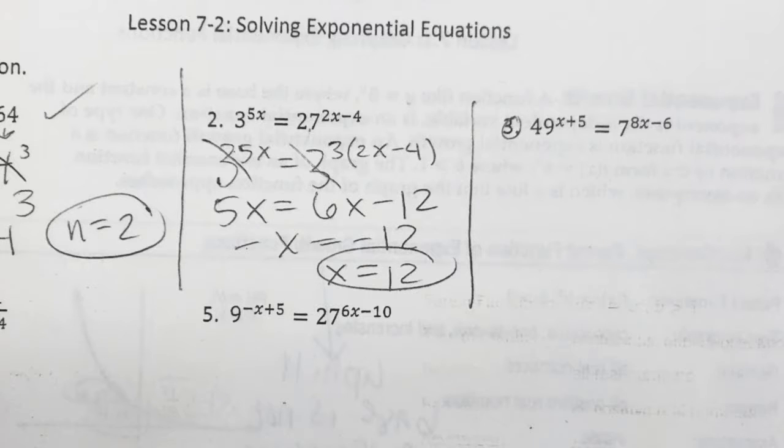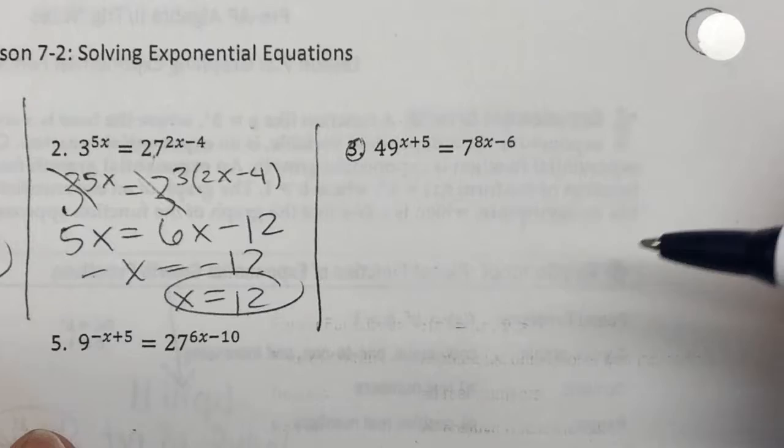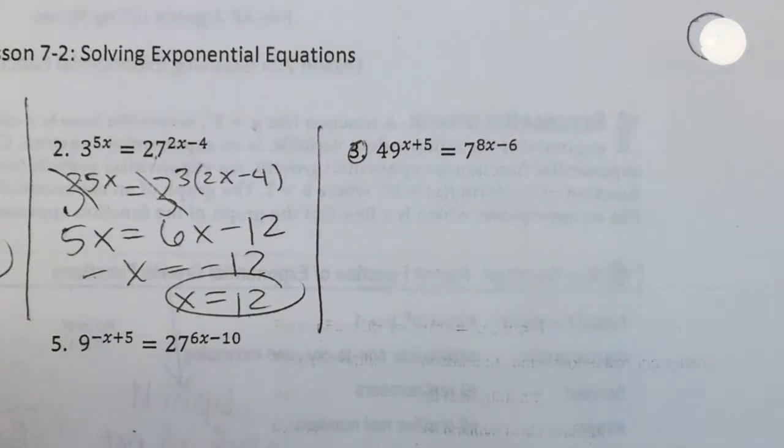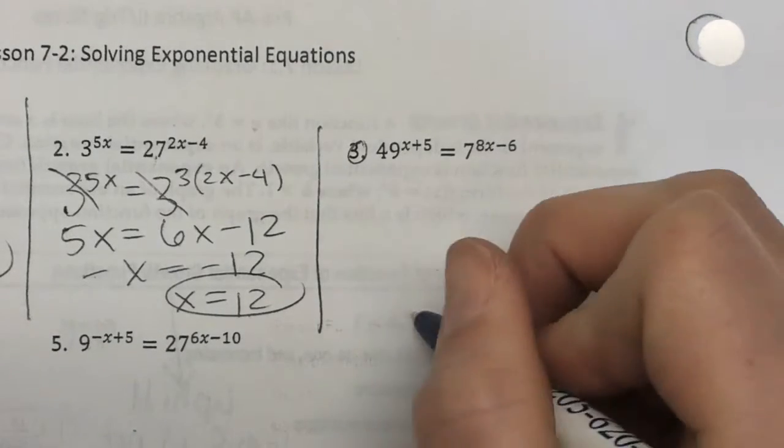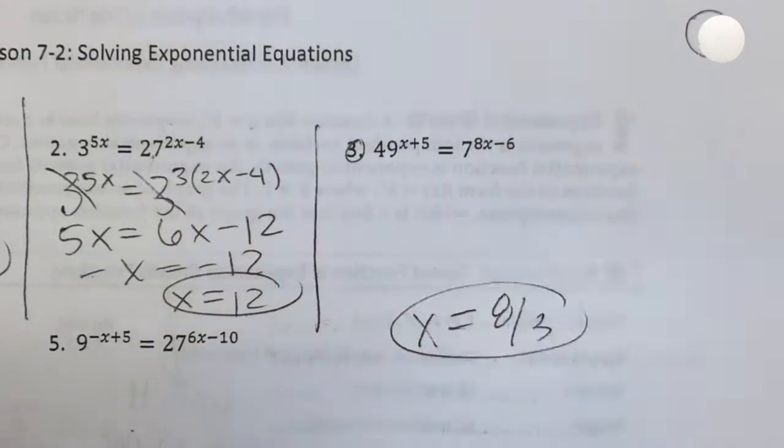You should get a fraction on this one, so don't think you're wrong if you got a fraction. Anybody want more time? Alright, what'd we get? 8/3. Very good. Do I need to go over it? Nope. Everybody's good? What was the common base? 7. Good. So that was the answer, 8/3.